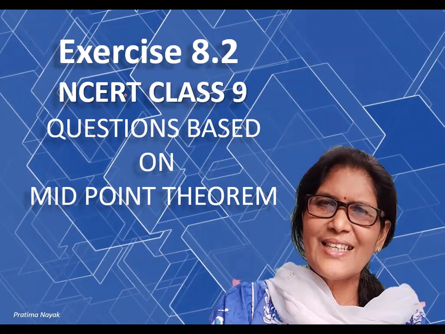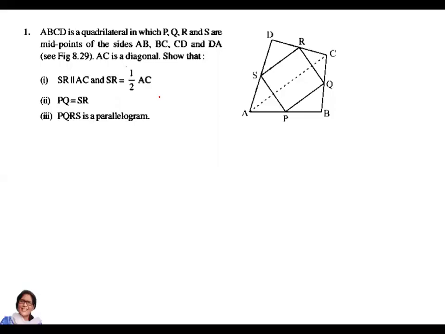So today we are solving questions of exercise 8.2 NCERT class 9, questions based on the midpoint theorem. Coming to question number 1, ABCD is a quadrilateral in which P, Q, R, S are midpoints of the sides. P is midpoint of AB, Q is midpoint of BC, R is midpoint of CD, S is midpoint of DA.